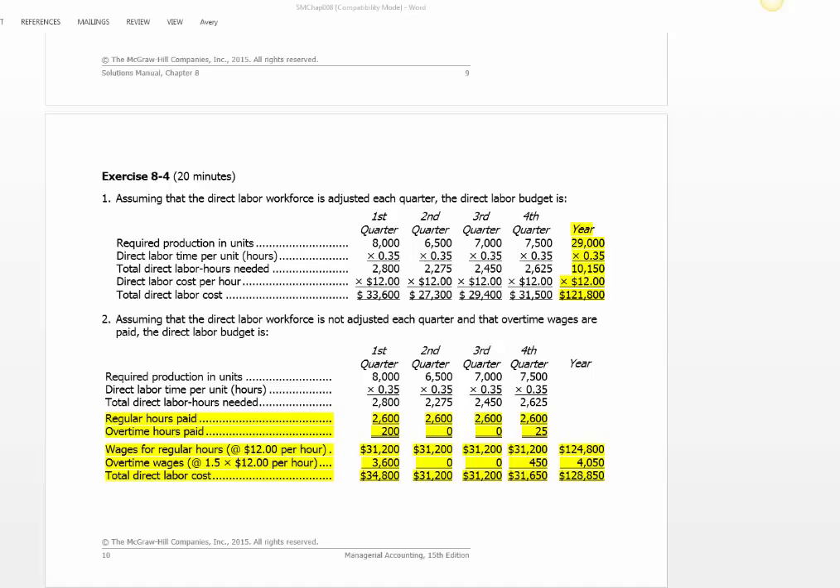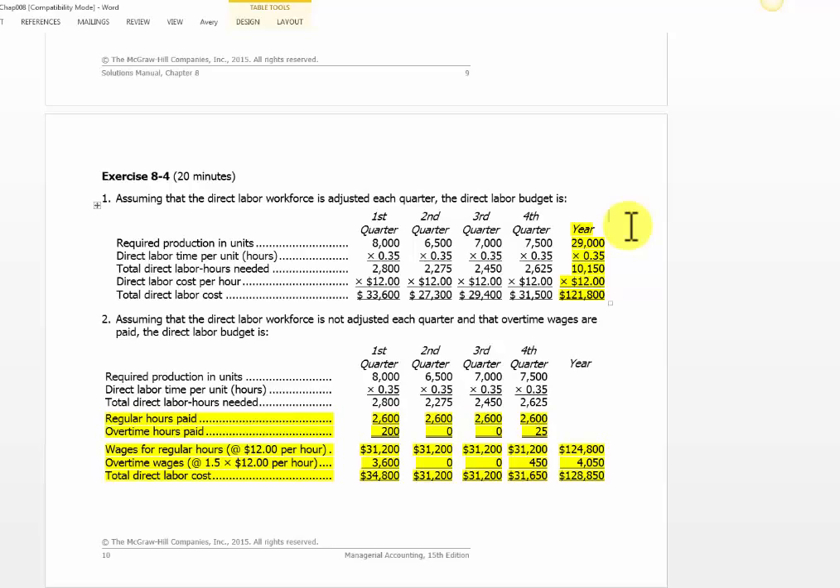There is forecasted data that is coming from the production budget. That's the line that you see right here from left to right that I'm highlighting. Starting with 8,000 units in the first quarter, going through each of the remaining quarters, and then computing the yearly total of 29,000 units for the year.